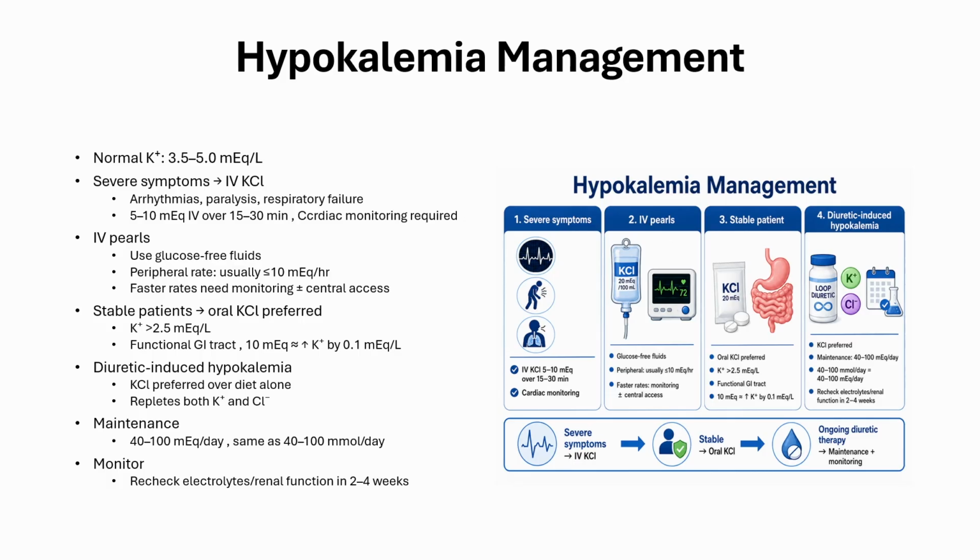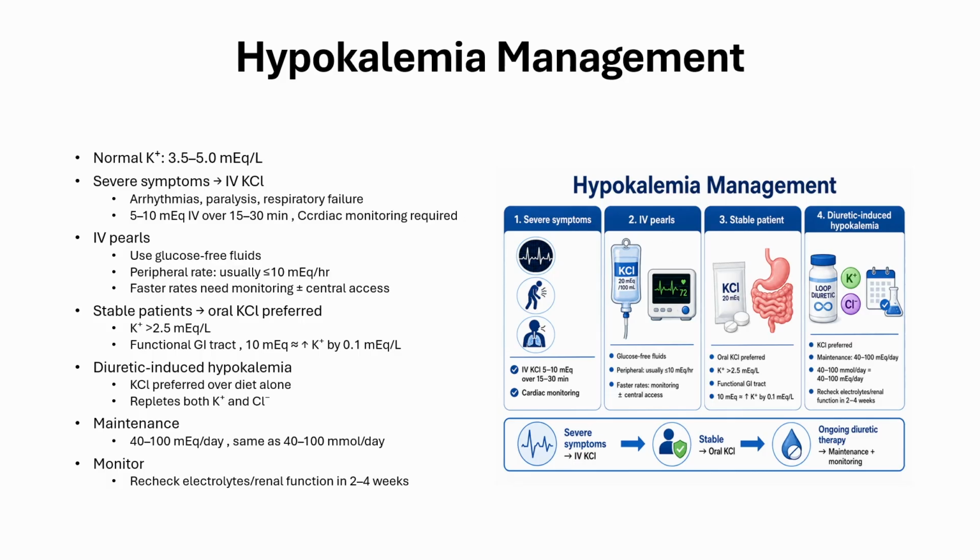Increasing dietary potassium alone is inadequate for diuretic-induced hypokalemia because most potassium in foods is coupled with phosphate rather than chloride, and is therefore not effective in replacing potassium losses associated with chloride depletion. A typical maintenance dose during ongoing diuretic therapy is between 40 to 100 millimoles per day.